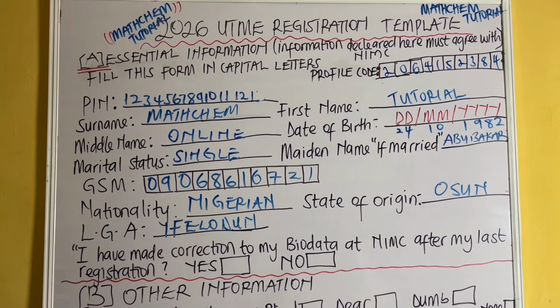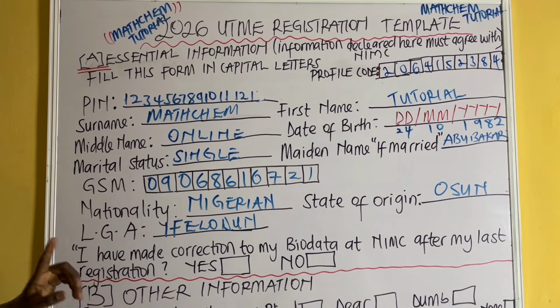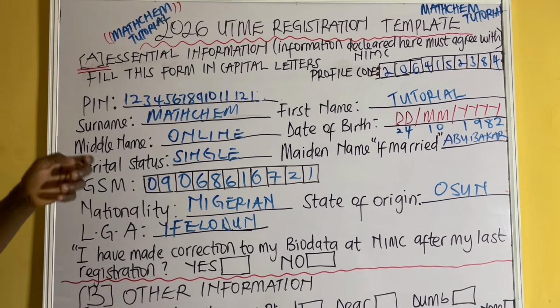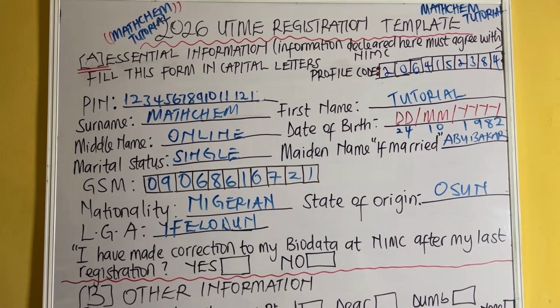Now, all this information written here in this section A, definitely will be collected from your NIN. So anything you inserted during your NIN registration, everything will pop up here except the phone number. This phone number will pop up based on the number you use to generate your profile code. This your pin, you are going to buy it, like vending it. Your profile code, you send NIN to 5019 to get that. So all of that information is coming from the information you supplied during your NIN registration.